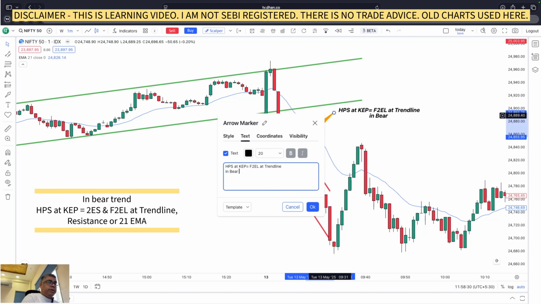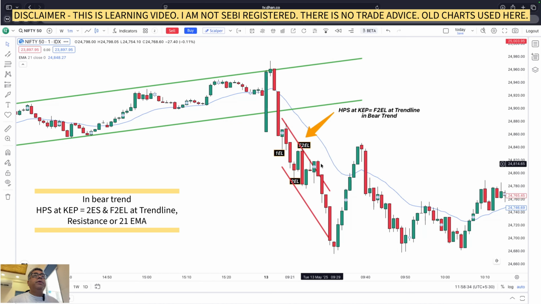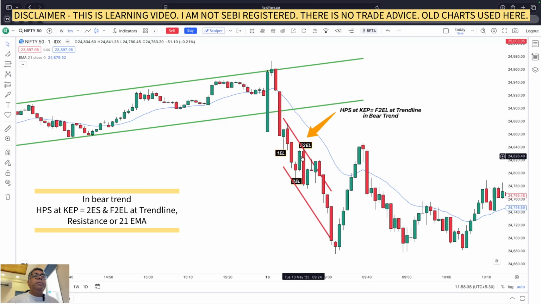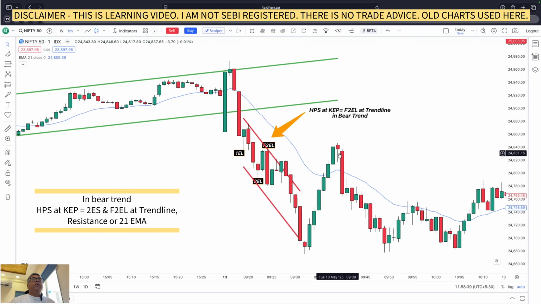in bear trend. So we have got another trade, and what is the time? It's 9:24. Within 10 minutes we got another good trade on a random day. If you want to see how much one could have made, let me show.